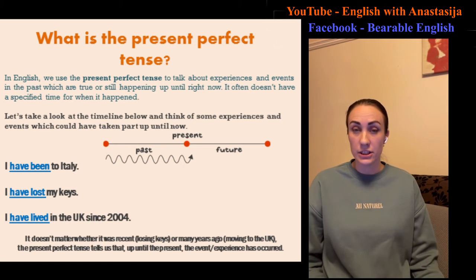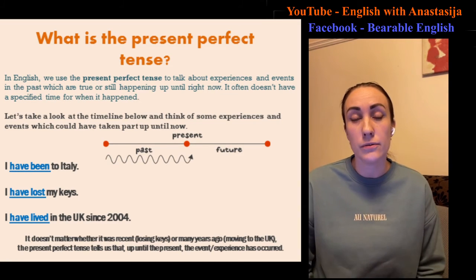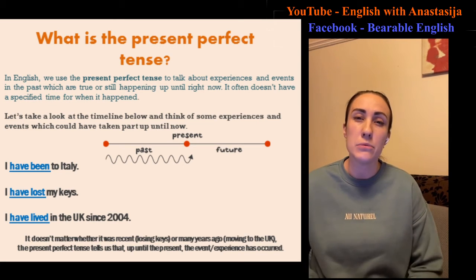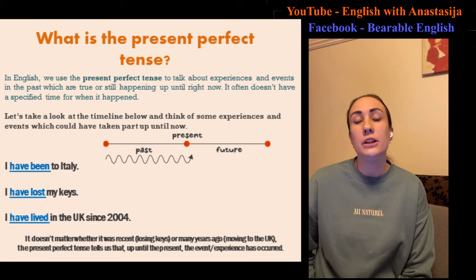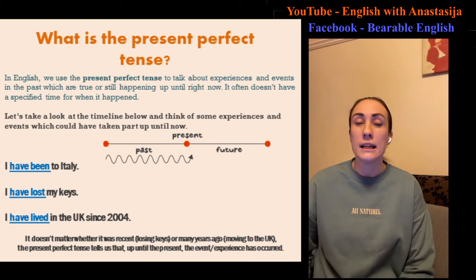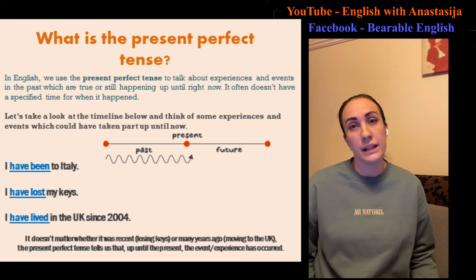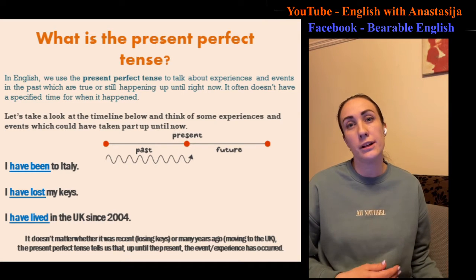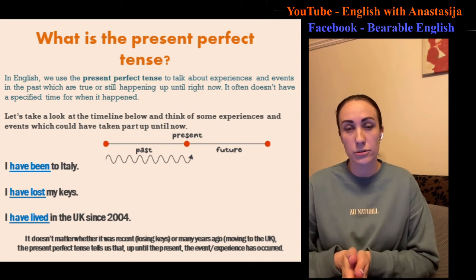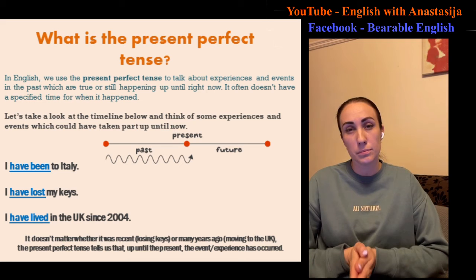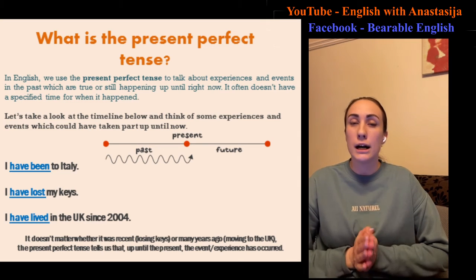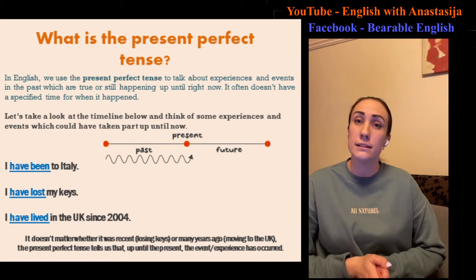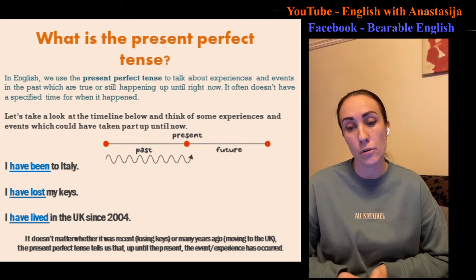I have lived in the UK since 2004 is the next example. So I personally came to live in the UK in 2004 and I am still living here right now. So I have lived. I started in 2004 and the action, the result continues up until right now. So I would use the present perfect. I have lived in the UK since 2004.